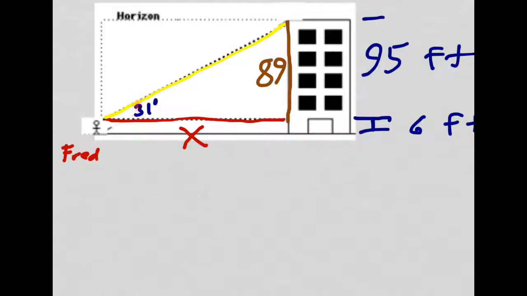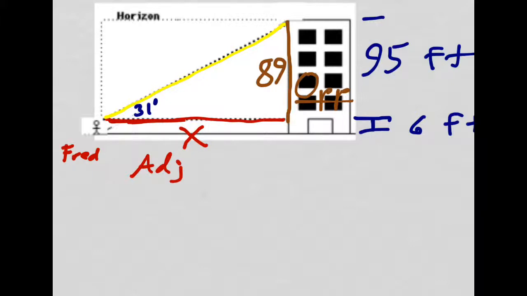Well, here's our angle that we know, and this side right here is opposite this angle, right? So we're going to label that side as opposite. And the side that has the X on it is touching my angle right there. So that's going to be adjacent. So we're dealing with OA.